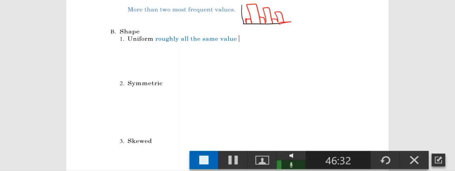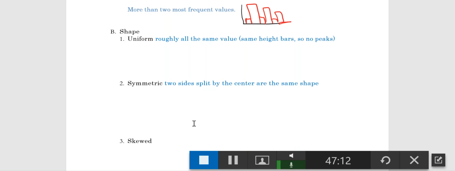So be thinking like all of my boxes or all of my bars have the same height. This means there's no peaks. And then for fun, an extra 0. We call it symmetric if the two sides split by the center are the same shape.